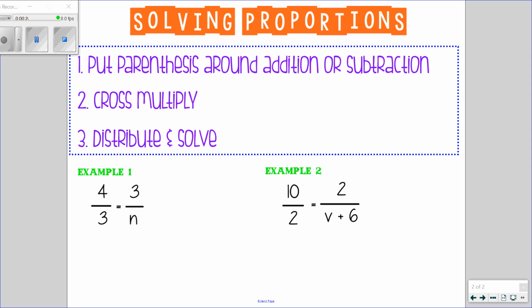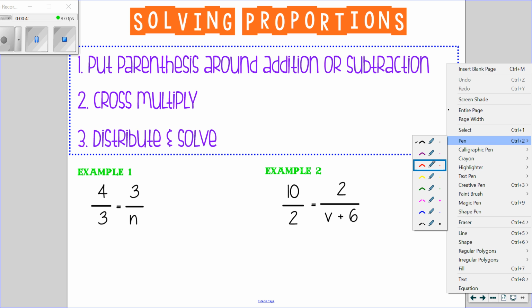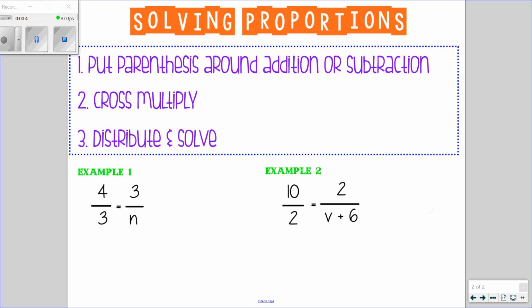All right, so first, will you please pause the video so that way you can copy down these steps? Okay, so let's go ahead and do these steps. So step number 1, put parentheses around addition or subtraction. Well, if I look in example 1, there is no addition or subtraction, so I don't need any parentheses.